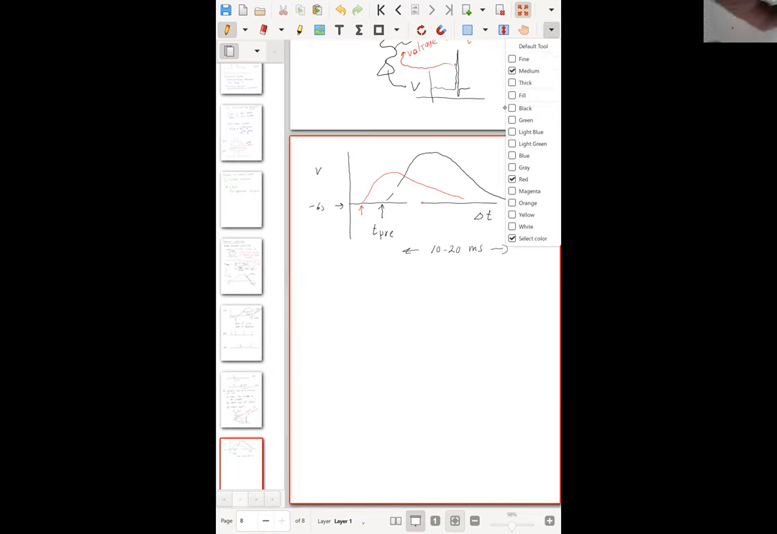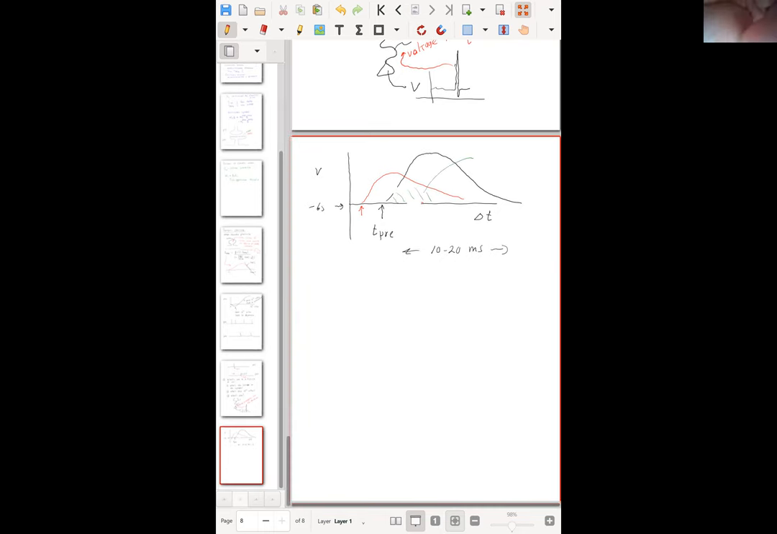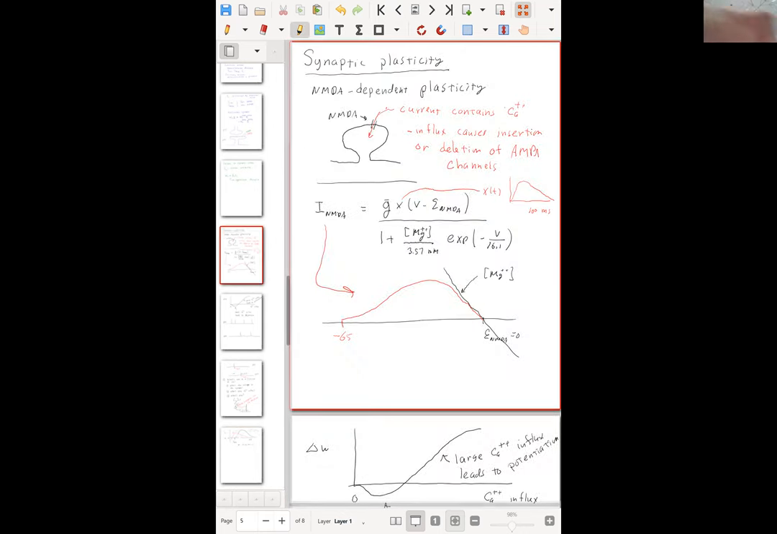And this region here, this green region, this is where you get calcium influx. Okay. So this is X post of T. So this X of T is exactly the same as this X of T here or this X of T. Okay.